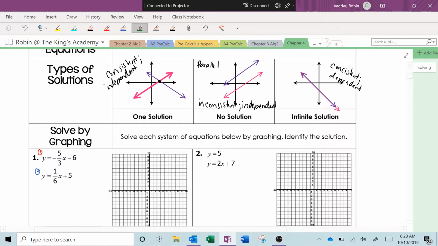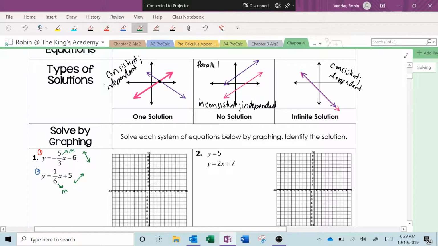If it helps you, you can identify your slope. You can tell what direction. Which direction is the first line going to go? Decreasing, right? So if that helps you, just write it so you remember. The second line, it's positive, so it is increasing. Slope for the second one is 1/6. Y-intercept is 5 and -6.